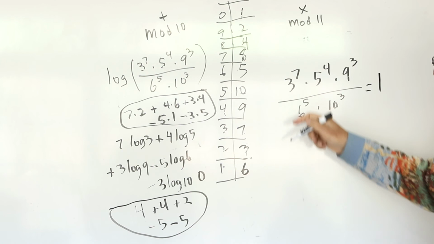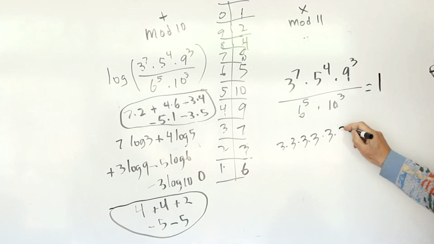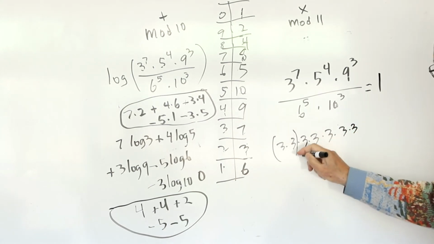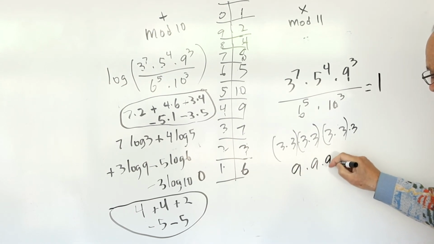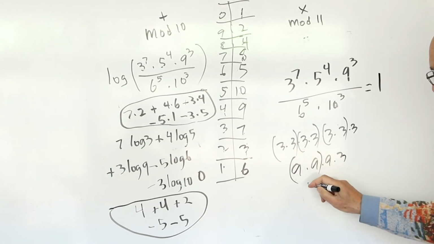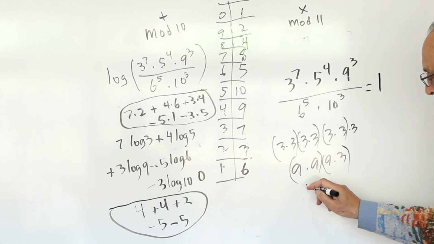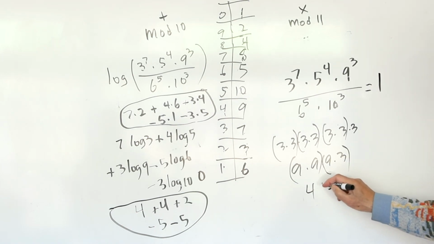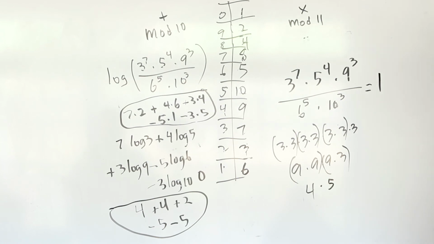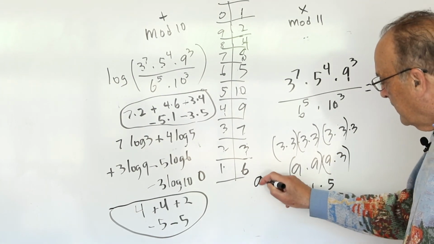First, we start with 3 to the 7th power, which is 3 times 3 times 3 times 3 times 3 times 3 times 3, which is 9 times 9 times 9 times 3, which is 81 times 27. 81 minus 77 is 4, and 27 minus 22 is 5. And 4 times 5 is 20. Take away 11 is 9. So we're just going to write 9 here.